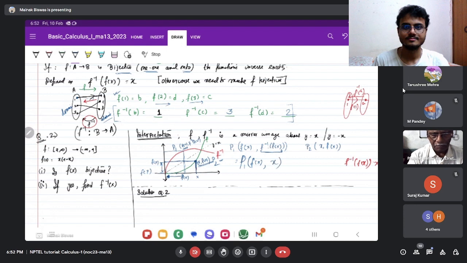So f inverse is an opposite operation. For example, if f of x is x plus 2, f inverse of x would be x minus 2. Whatever you are doing, you would just reverse that step to get back the original value of x. For example, f of 1 is giving you a, so f inverse of a would give you 1. That's the idea.